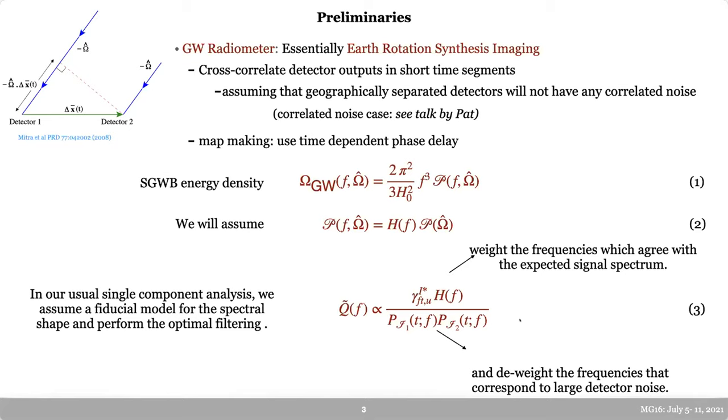The optimal filter weighs the observed cross-correlation data with respect to the frequencies which agree with the expected signal spectrum H(f), and it down-weights the frequencies corresponding to large detector noise. This is somewhat similar to matched filtering in the sense that we are matching towards the expected fiducial model H(f). This is how a single component analysis works: we assume there is one component characterized by this H(f) and do the filtering to look for the corresponding gravitational wave background component.